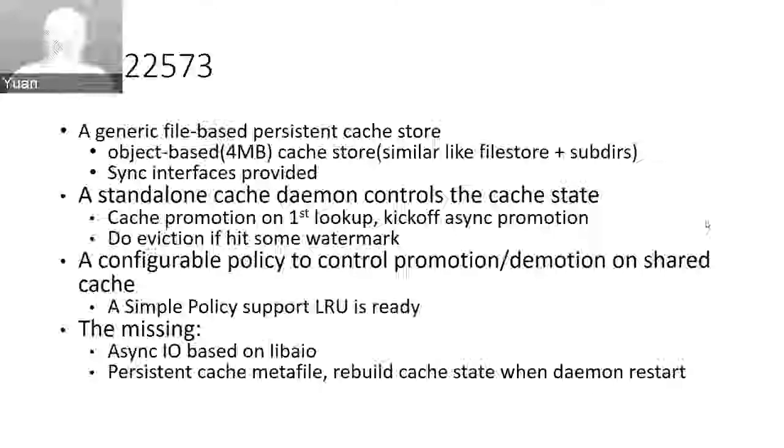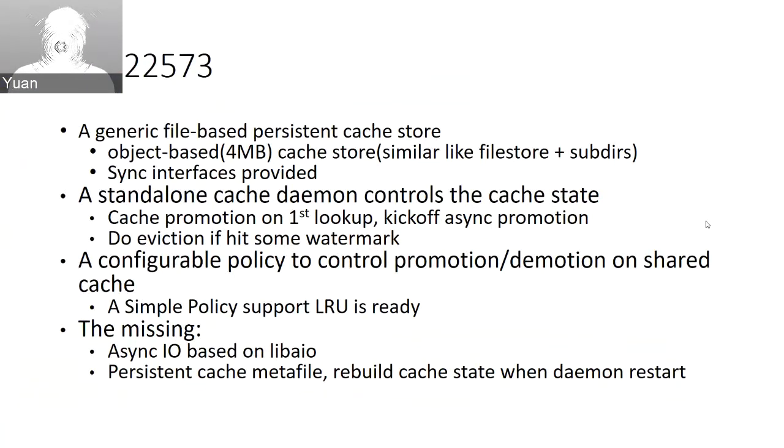So there are some missing points. Like I said, we're still using sync pread. The better way here is to use libaio, but we're still working on that. And the second missing point is we currently only store those meta files as an in-memory hash map. If we restart that cache daemon, then the cache will be cleaned up. So if we can persist this cache meta file, then we can save some time warming up the cache.